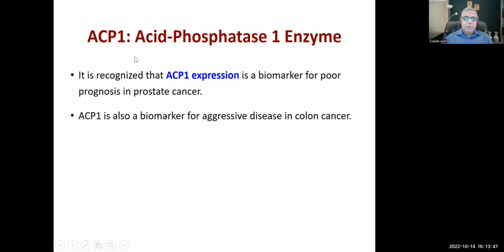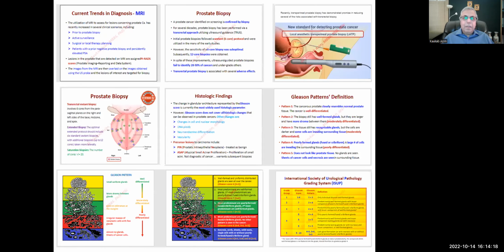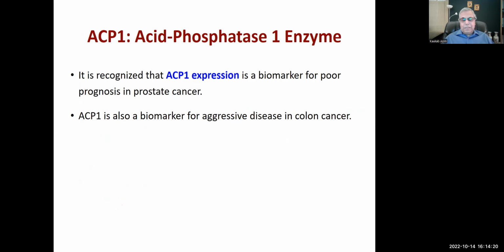Now the next slide shows this enzyme, acid phosphatase 1, which we do not measure routinely. It is not recommended, but some people say that ACP1 expression is a biomarker for poor prognosis in prostate cancer. It is also a biomarker of aggressive disease in colon cancer, right? But it is not tested routinely. The other tests that are done are PSA and digital rectal examination, MRIs, and biopsies, and we base our risk stratification on those things, which I'll discuss in the next section.